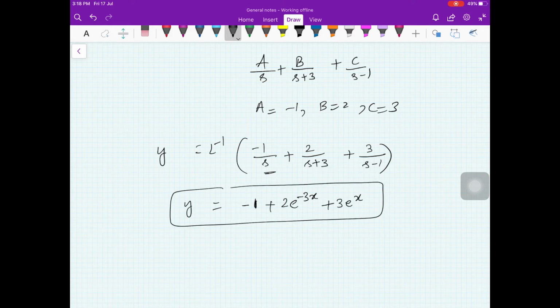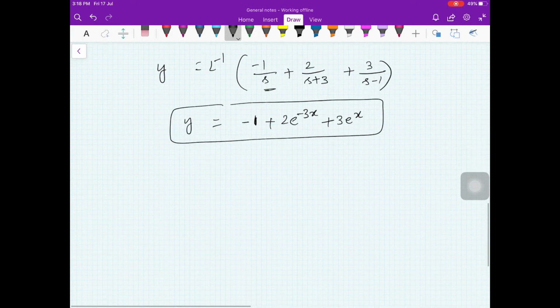So this is how you solve the differential equation using Laplace transformation, and here your equation was an initial value problem. Now let us look at the boundary value problem.